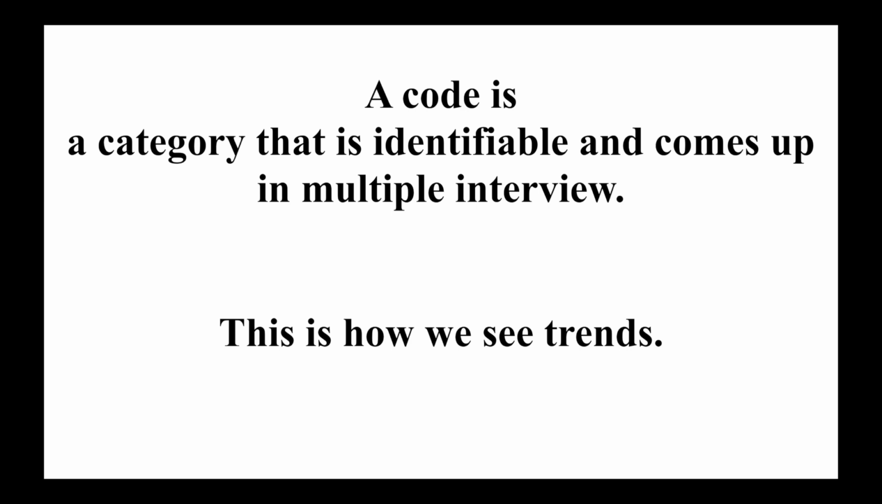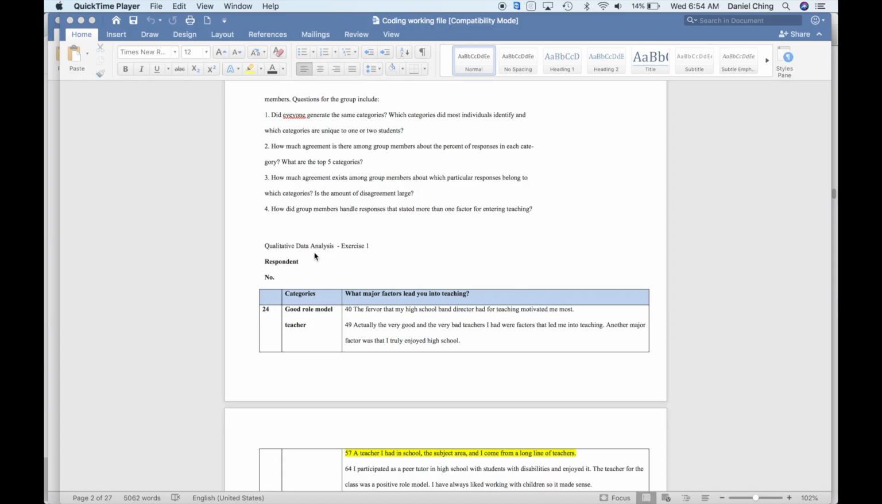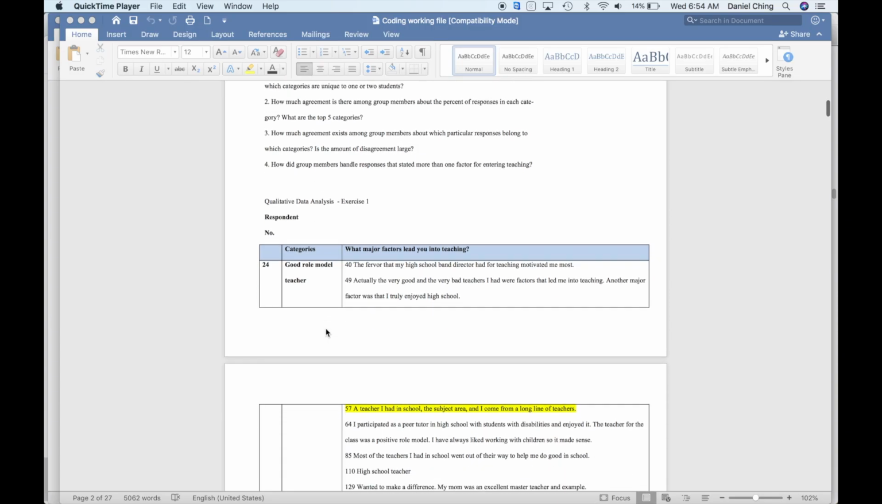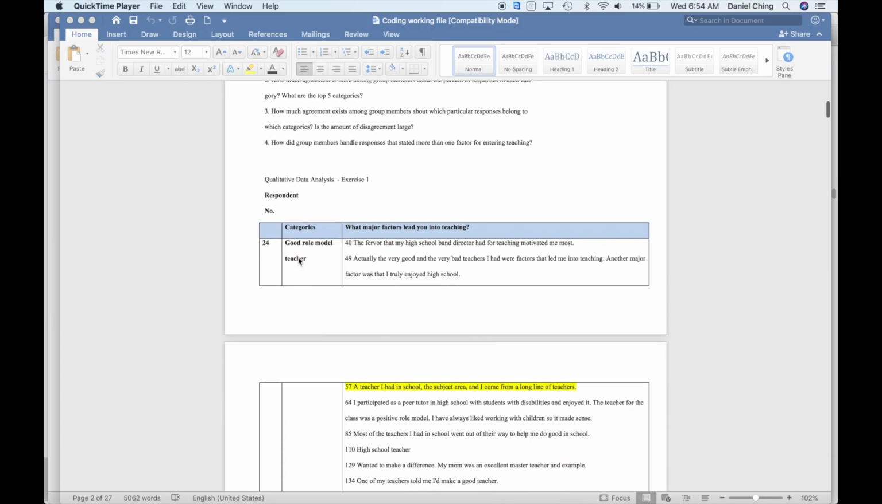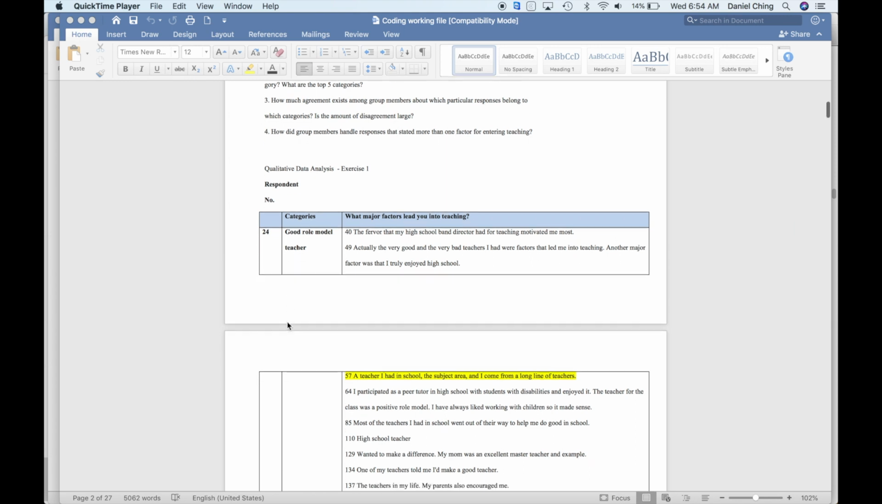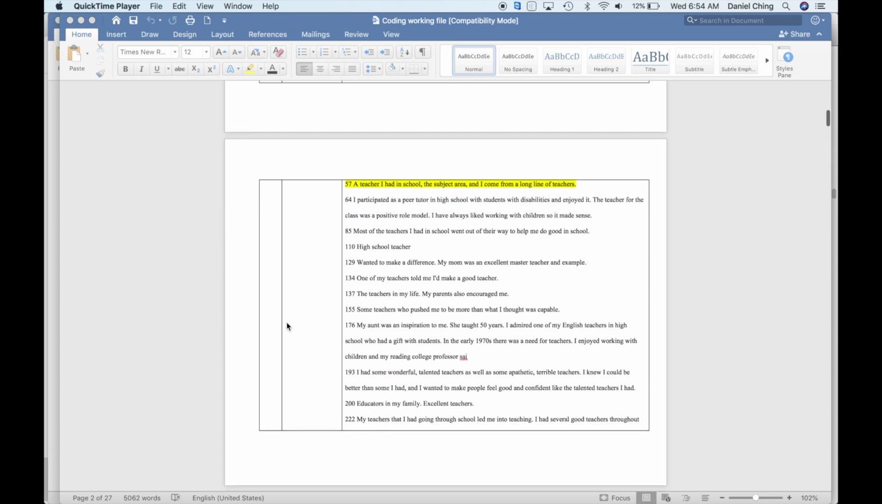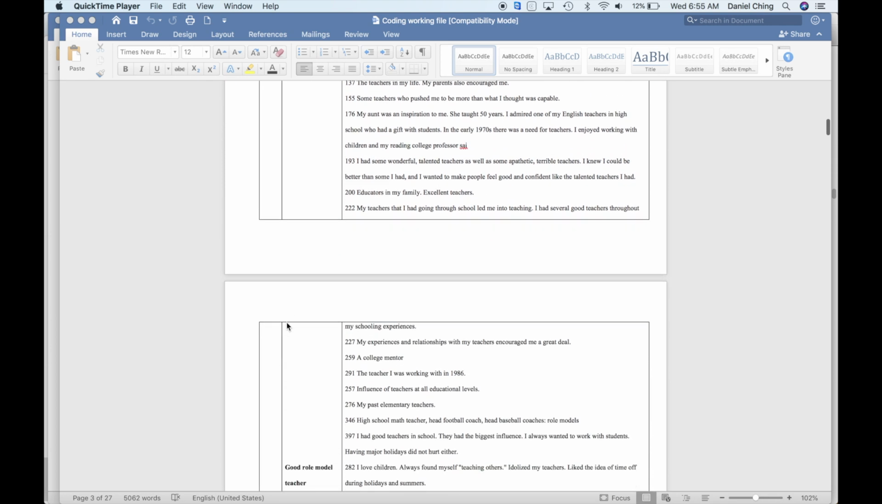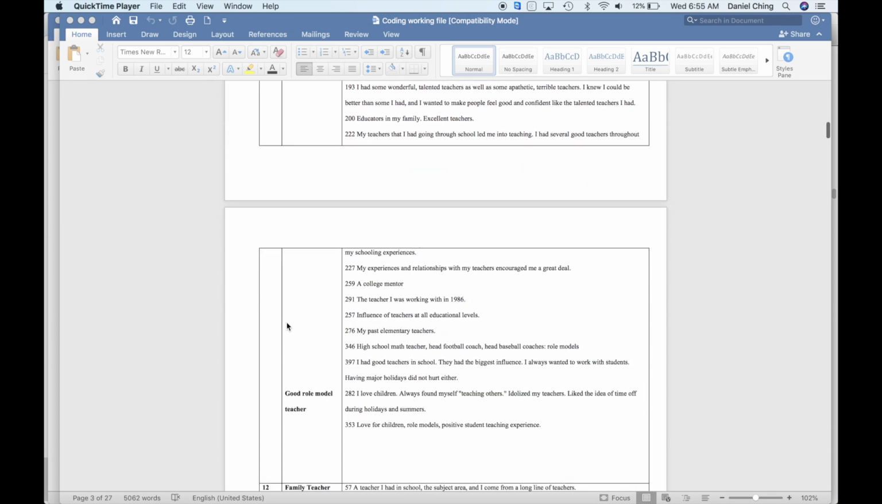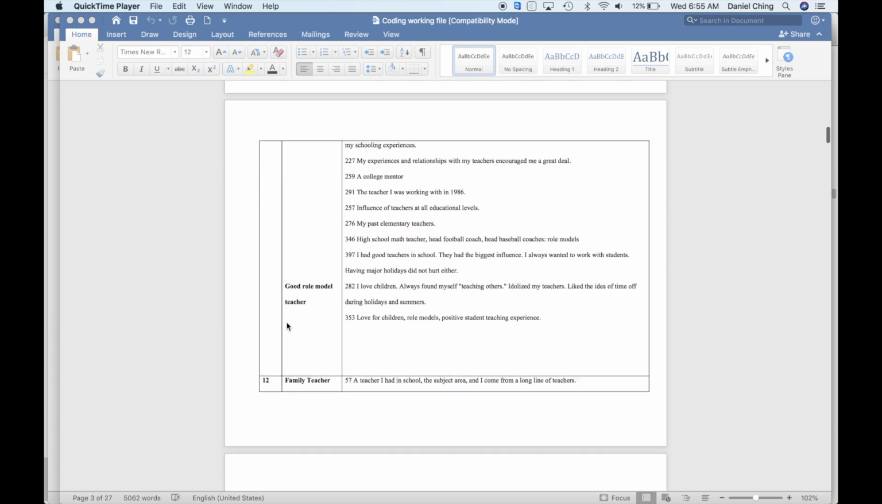So if 6 out of 6 respondents say the same thing, and not only that, they say it multiple times, you have some really strong feedback that in this category, this is really important. Okay, so I have an example here for you of what coding looks like. This is from an old exercise that I did for coding.